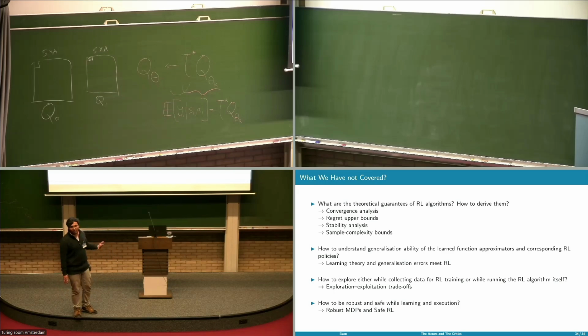The exploration, exploitation, obviously, we have not talked about. And the other question is, can you be robust and safe while learning and execution? That is the robust MDP and safe RL that I think Mariam will talk about later. So that's all, at least that's the known unknowns.